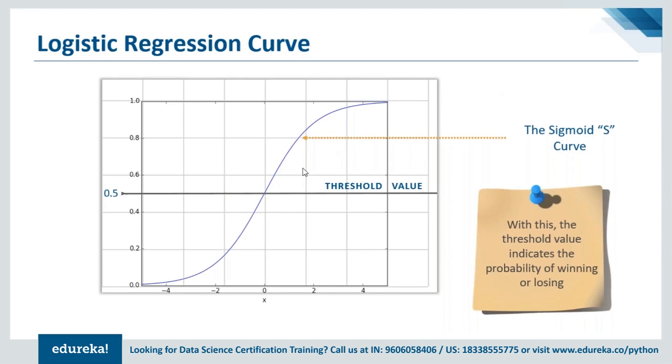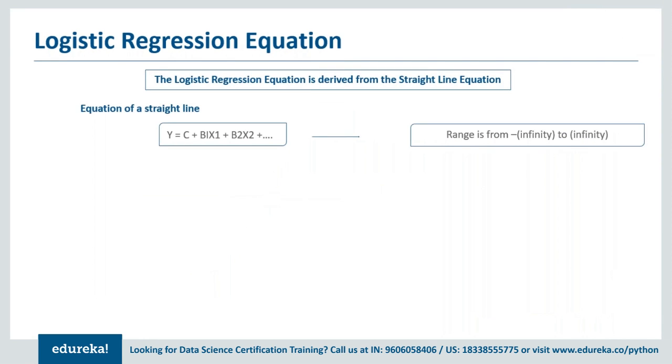So with this, the threshold value indicates the probability of winning or losing. But how do we mathematically do this? We have an equation which we derive. So we know the equation of a straight line is y is equal to mx.